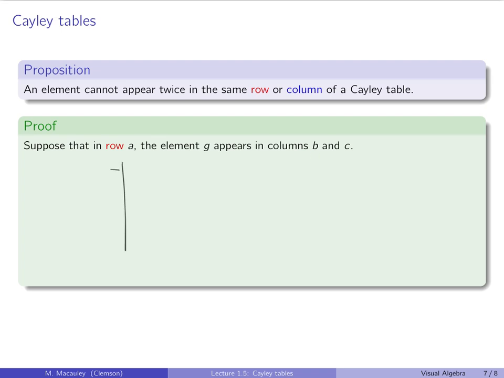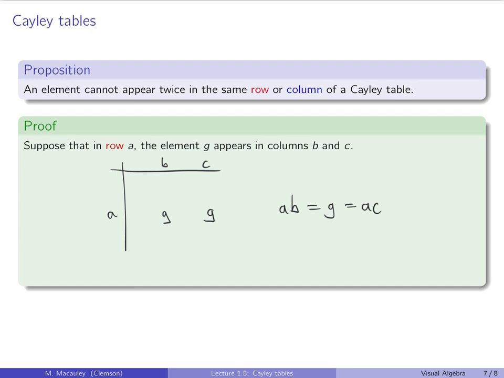So what does that mean? That means that in row A, columns B and C, we have the element G. So that means that A times B equals G, but also A times C equals G.